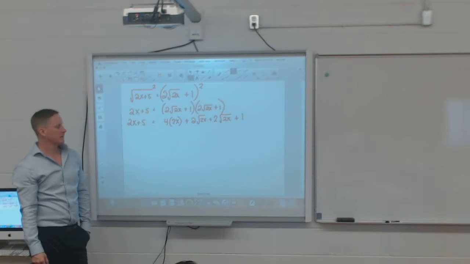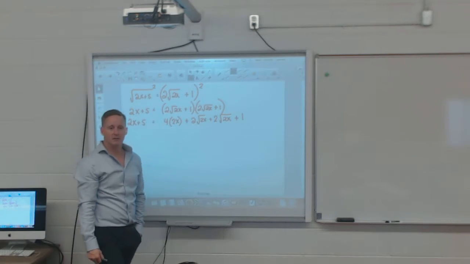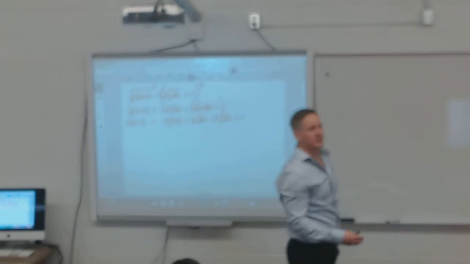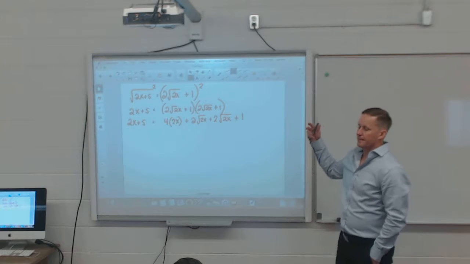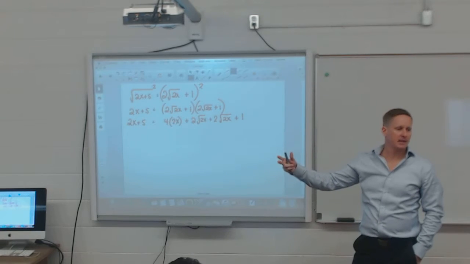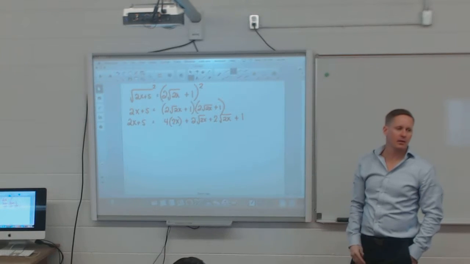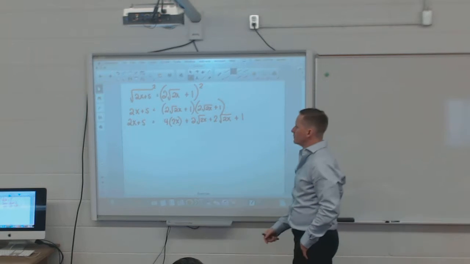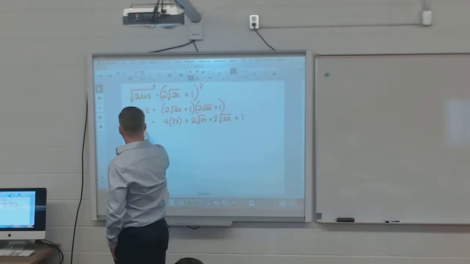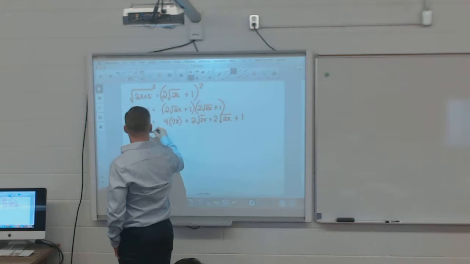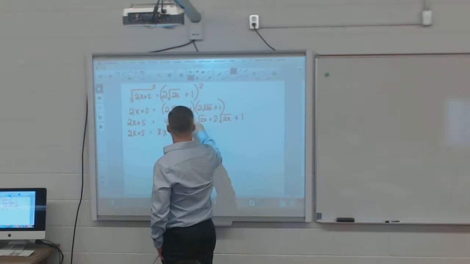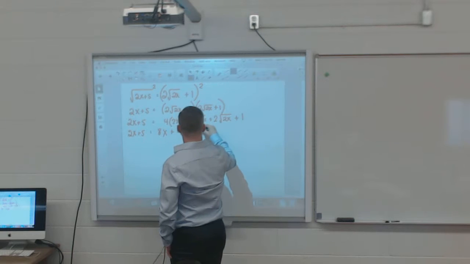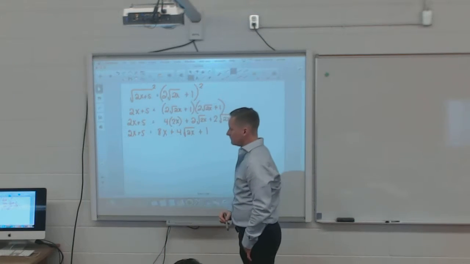Give you a second. So you see how it's a considerable amount of work, and I'm still not even close to finished. Because now I need to group everything together as best I can, and then isolate the square root again. So I have to do it twice. So I have 2x plus 5 is equal to 8x plus 4 root 2x plus 1. Okay?